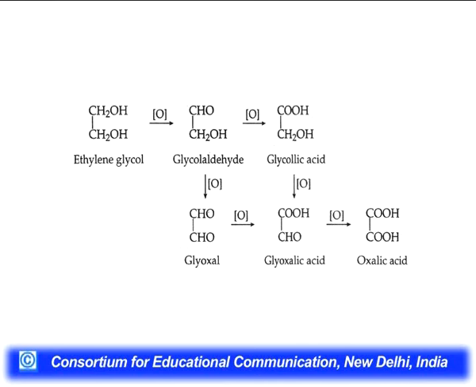You can see the various oxidized products of ethylene glycol. First of all, you can see the glycolaldehyde. It is derived from glycol with 1 molecule of aldehyde, then glycolic acid, then glyoxal, CHO-CHO, glyoxalic acid, and then oxalic acid. So, these are the various products which can be isolated by the oxidation of ethylene glycol.